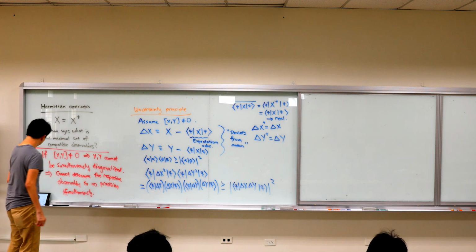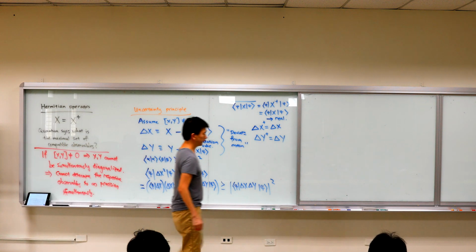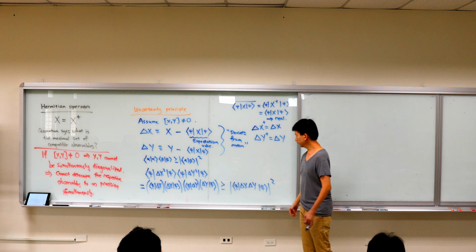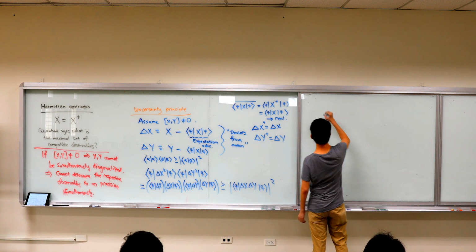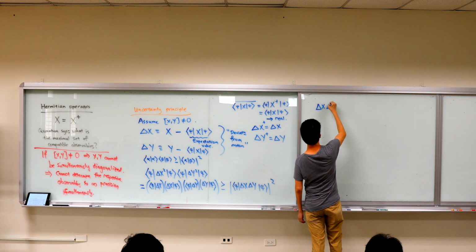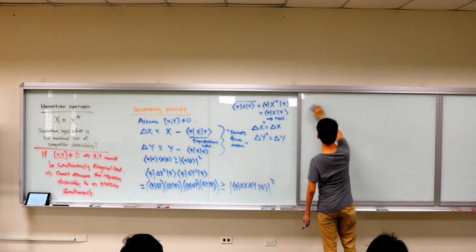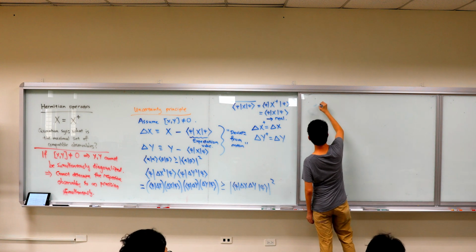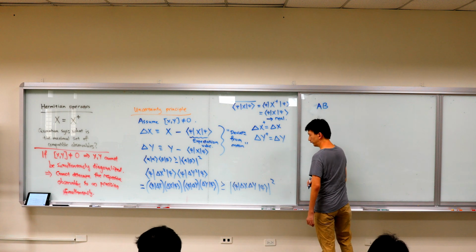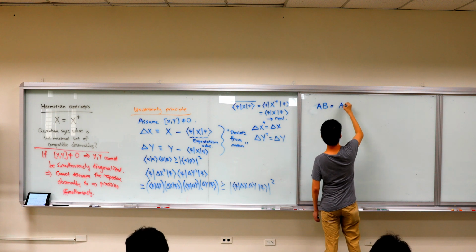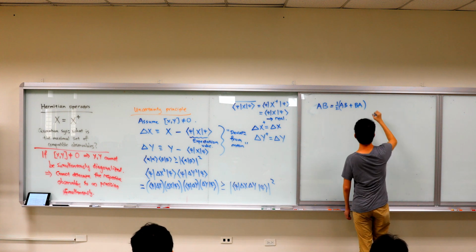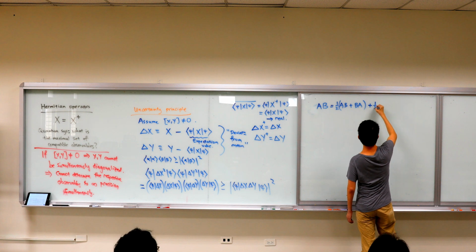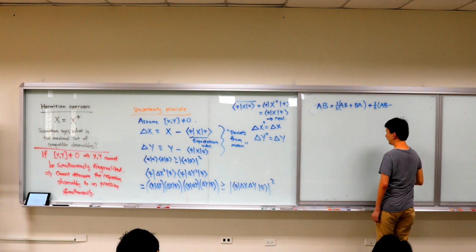So what we're going to do is a bit of massaging of this right-hand side, and then we're going to see how to relate it to the commutator. Okay, that's the goal here. So the way to do it is to first recognize that when you have the product of any operators A and B, you can always write it as the average of AB plus BA, and then you add AB minus BA.